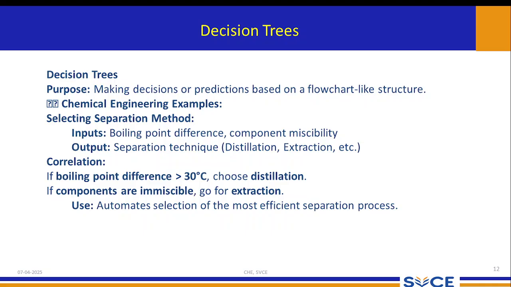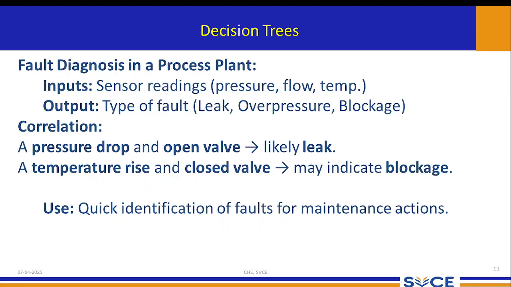Okay, so hope you understood how decision trees work. It automates the selection of the most efficient separation process. Next, fault diagnosis in a process plant. The inputs are sensor readings and the output is the type of fault. For example, a pressure sensor gives you a pressure reading, a flow sensor will help you get the flow rate, and a temperature sensor will help you obtain the temperature of a particular region or spot.